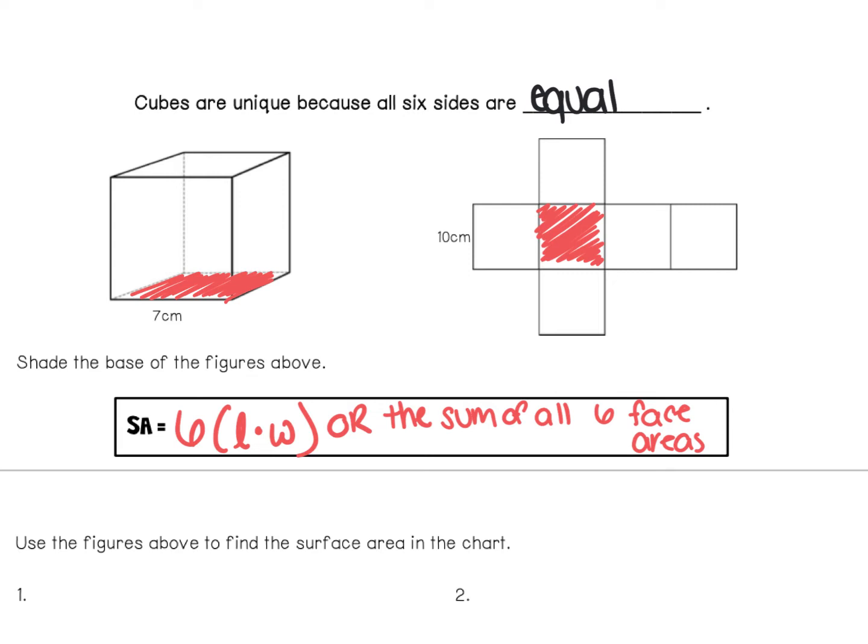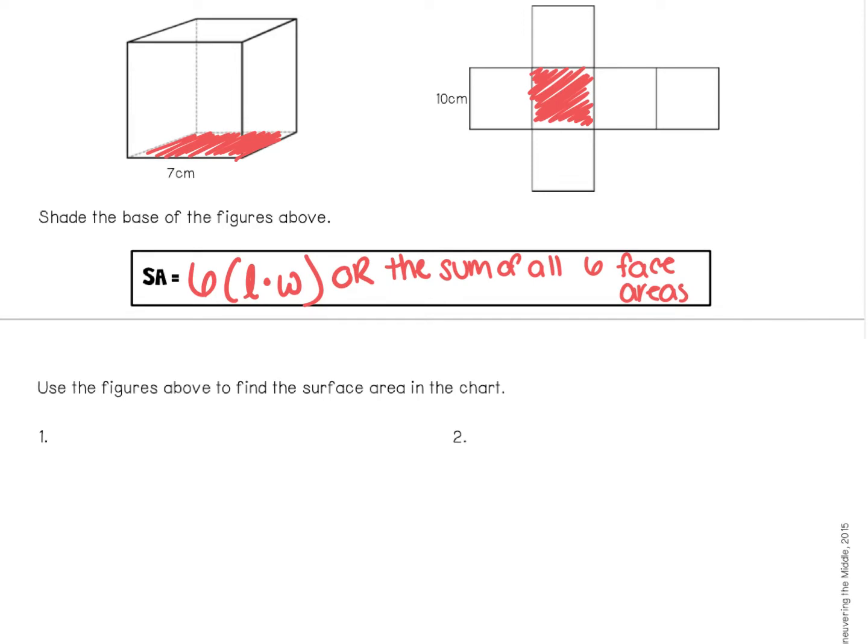Because those are 2 different shapes. We're going to do 2 examples in our notes. One of them is drawn as a 3D shape, and the other one that we're given is drawn as a net, just so you're used to seeing it drawn both ways, but 2 different shapes. Underneath that on the bottom flap, you'll see that it says use the figures above to find the surface area in the chart.